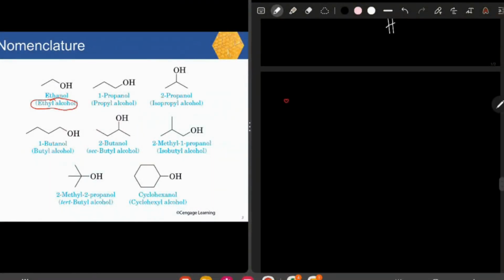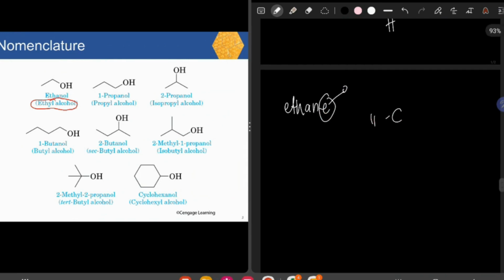But in IUPAC naming, we use ethane, drop yung E kapag nagtanggal tayo ng hydrogen sa ating tetrahedral carbon. This one is an ethane, right? So guys, yung OH natin can bond here, here, here, here, here, here. Kahit saan. Okay? Kahit saan siya pwedeng pumalit. But this time, I'll put it on the end. So this one is your OH.